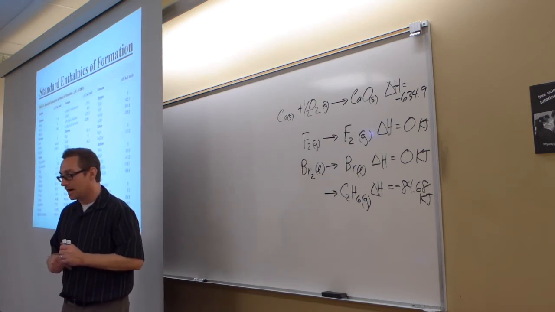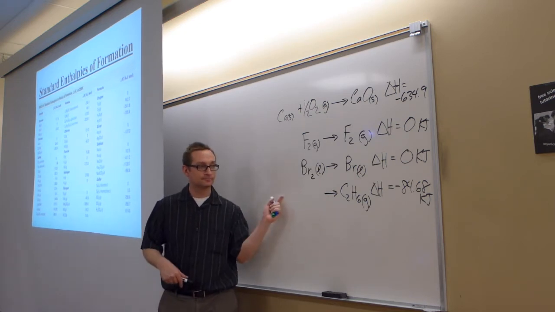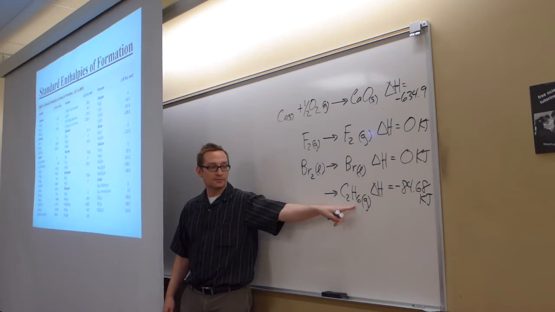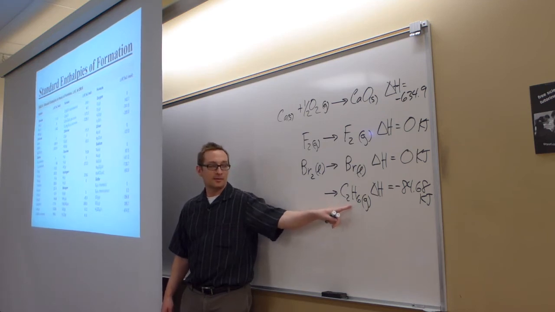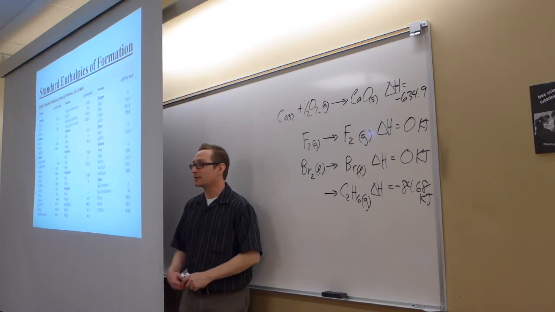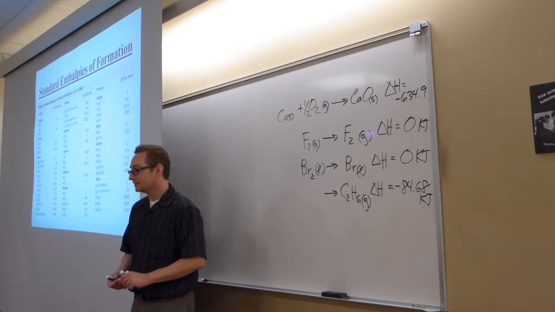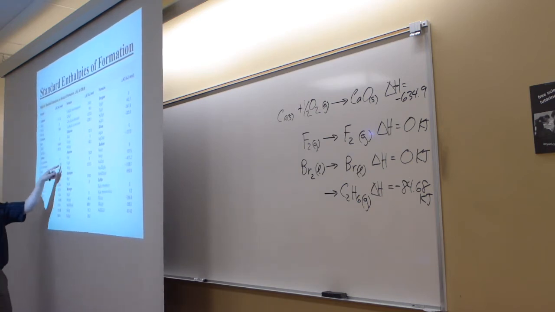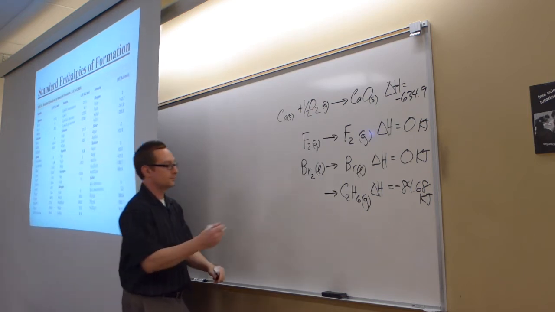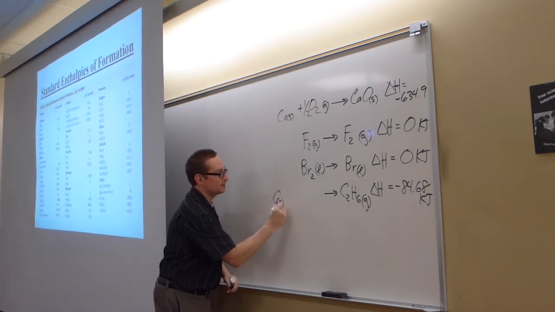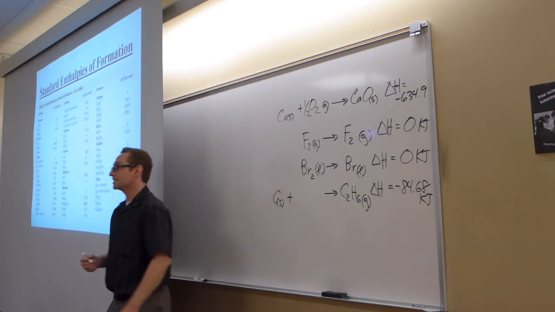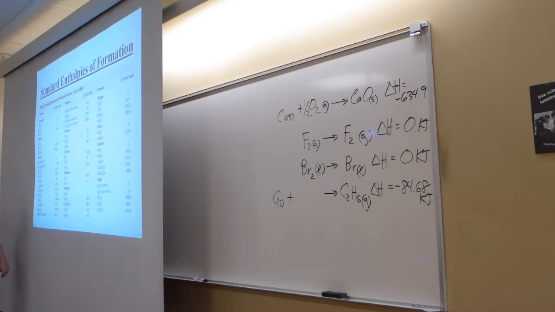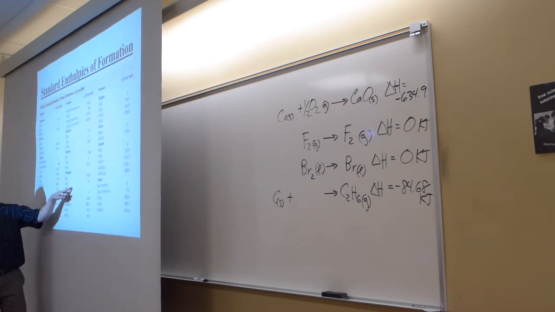How would I finish this reaction? What do I have in terms of elements here? I've got carbon and hydrogen. What's my standard form of the element for carbon? We can look at this table. Carbon, graphite, right? So we've got C solid, and then for hydrogen, what's my standard form? I have H2 gas, right?